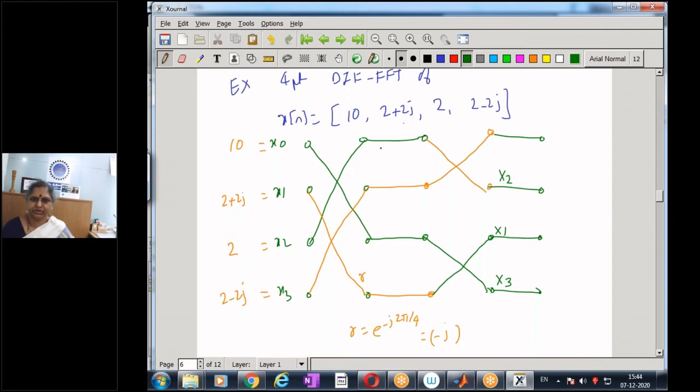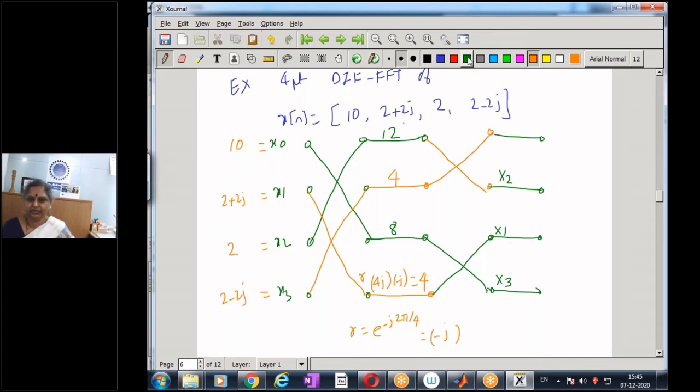So now let me compute the first one. This is x0 plus x2, so 10 plus 2 is going to be 12. And this is going to be 10 minus 2, that's an 8. And here it is going to be the sum of these two, 2 plus 2j plus 2 minus 2j, so that's a 4. And this is going to be a subtraction, 2j minus 2j, which is 4j, multiplied by minus j. So it's 4j into minus j, and minus j squared is minus, so that's going to be a 4.